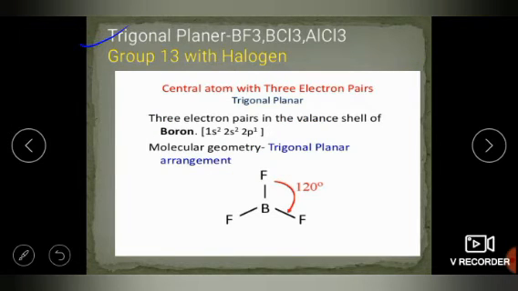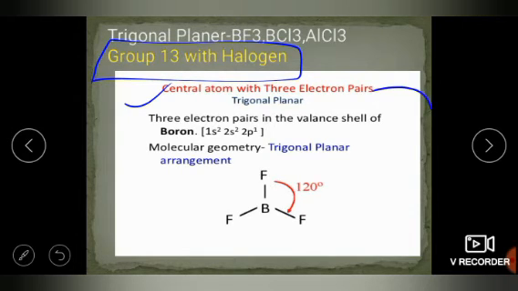Next is trigonal planar, in the case of BF3, BCl3, AlCl3. Group number 13 with halogens. This type of molecule is made up of elements of group 13 with halogens, in which the central atom has 3 electron pairs.